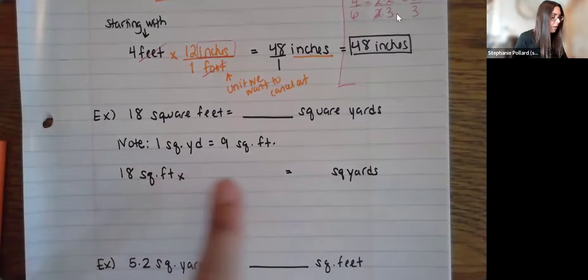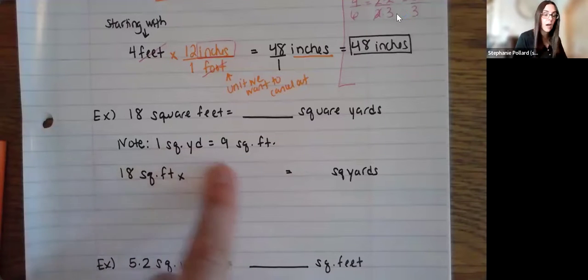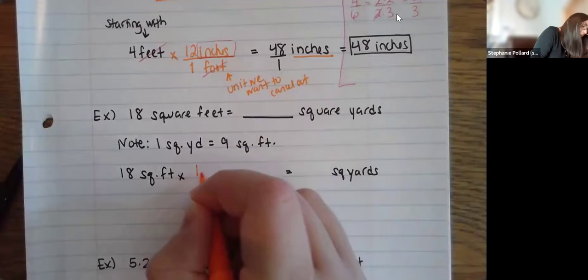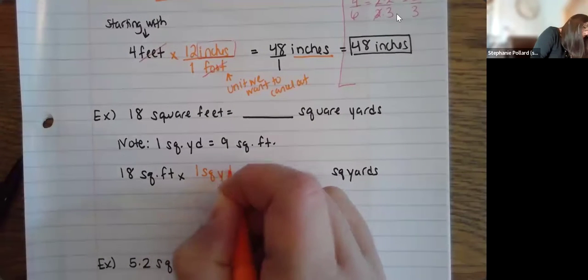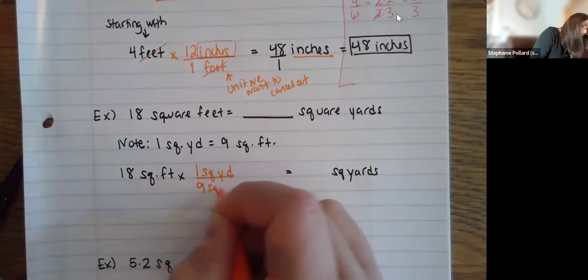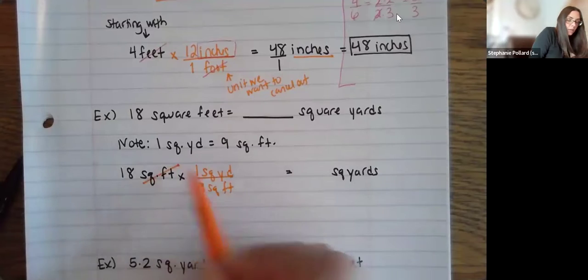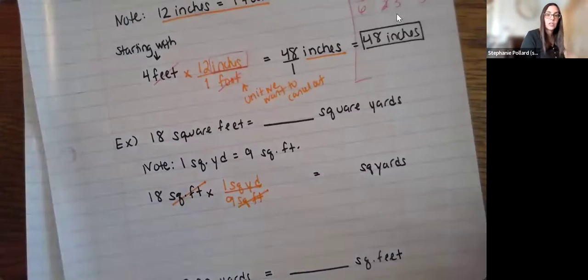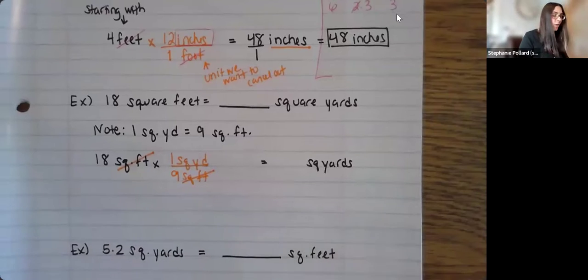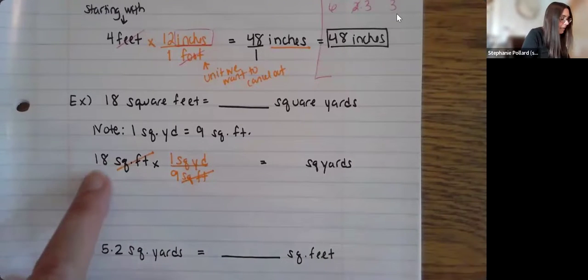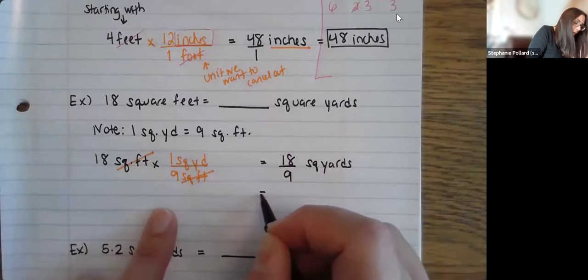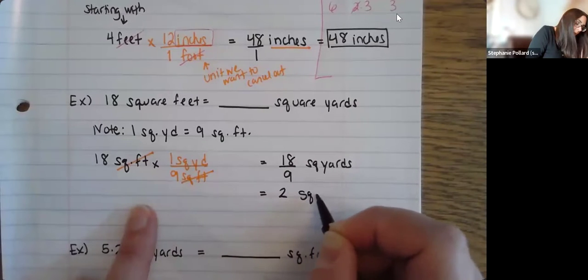Again, the unit that I want to cancel is going to go on the bottom, and the unit that I want to keep is going to go on the top. So I'm going to multiply by 1 square yard over 9 square feet. Again, notice that those units should cancel appropriately, 1 on top, 1 on bottom. And then you're going to multiply just straight across with what's left, or you could cross cancel if you want to. 18 times 1 is 18, 9 on the bottom. So my answer here would be 2 square yards.